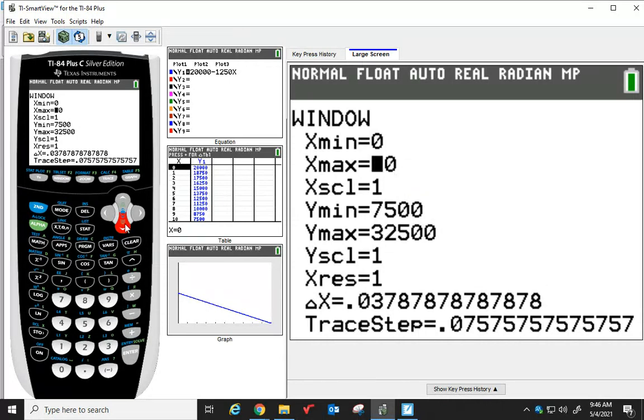The y-min is going to be, well, the lowest value the car could get would be $0. You can't really have a negative value for the car. So we'll hit 0 there. And then that y-intercept, which I'll use as my y maximum, I'll put down as 20,000. Okay, let's regraph it and see what this looks like.